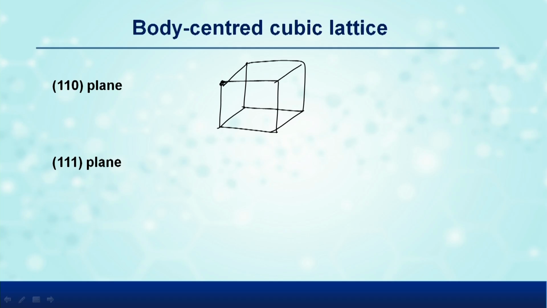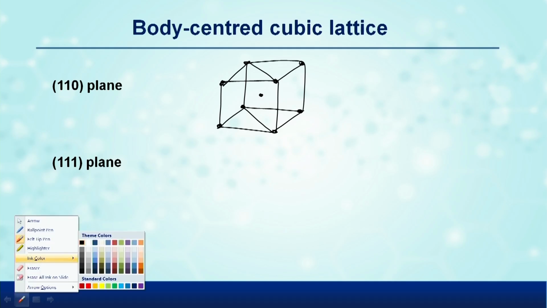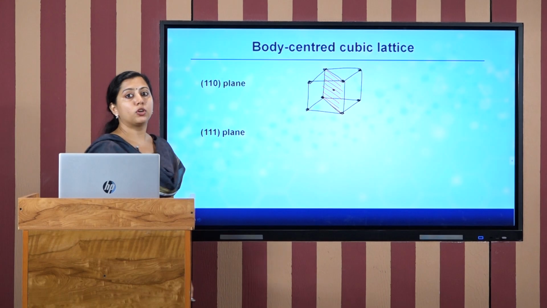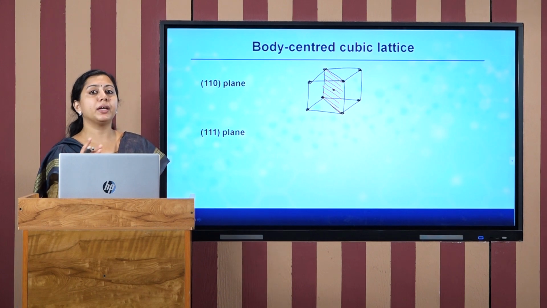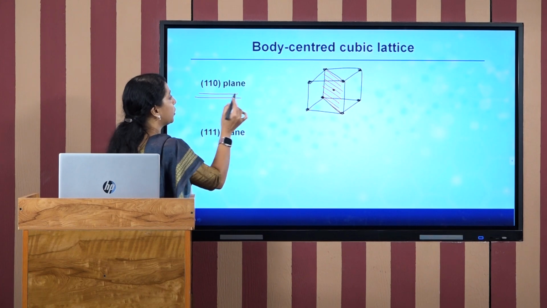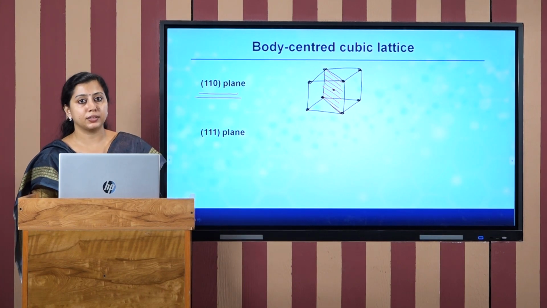So, when we draw the 1 1 0 plane in a body centered, we can see that the plane is already passing through the atom at the center of the body. That means there will not be any change to the 1 1 0 plane, it will remain as such, similar to that of a simple cubic lattice.